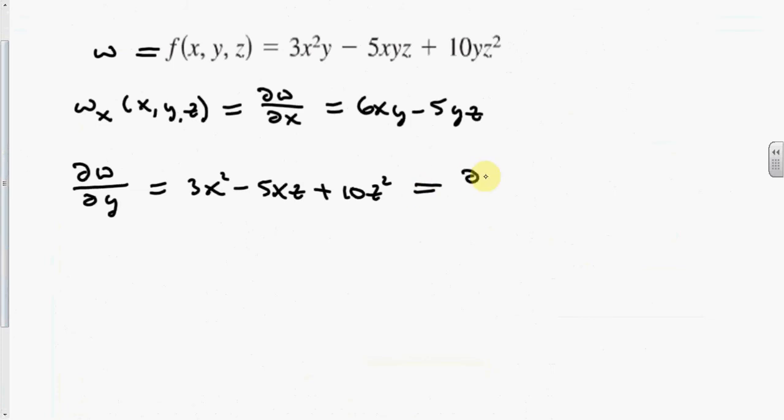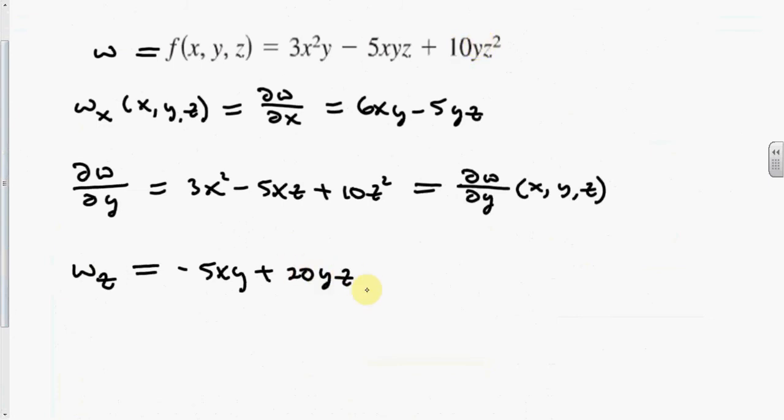Again, the correct way to write all that out is the partial evaluated at the point x, y, z. I use the shorthand. What's the shorthand? The partial of w, say for example, with respect to z. Well, for that first term here, there's no z there, so that's treated as a constant. There's a z over here, so this is negative 5xy, plus that becomes 10 times 2, or 20yz.